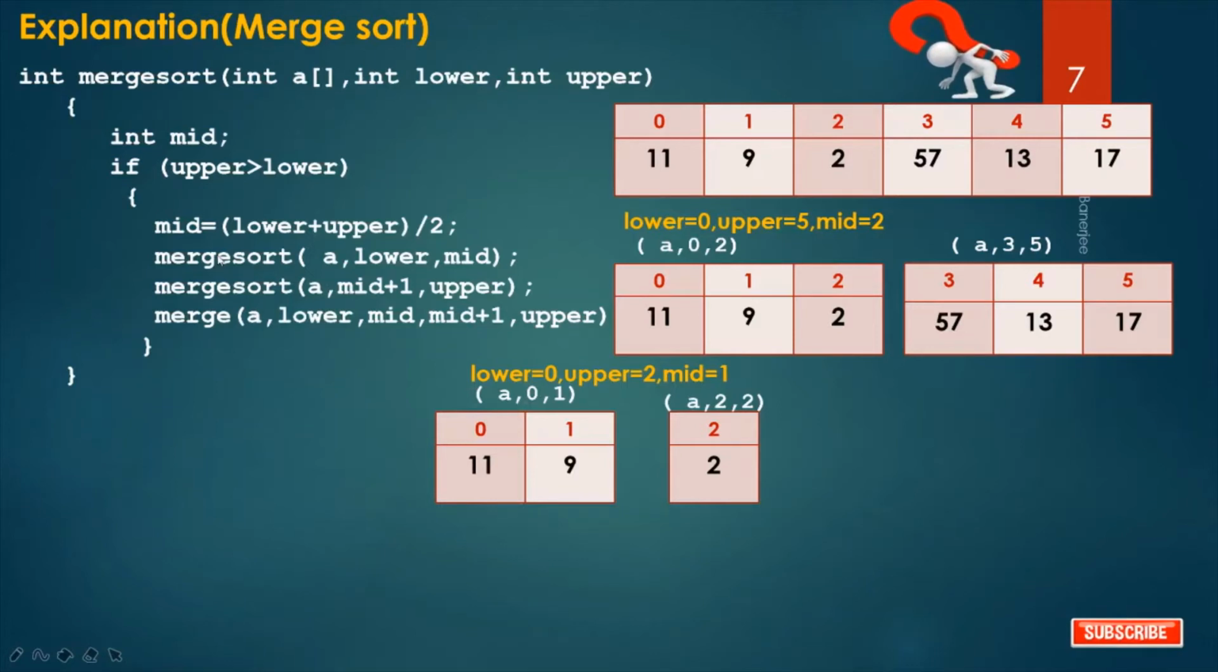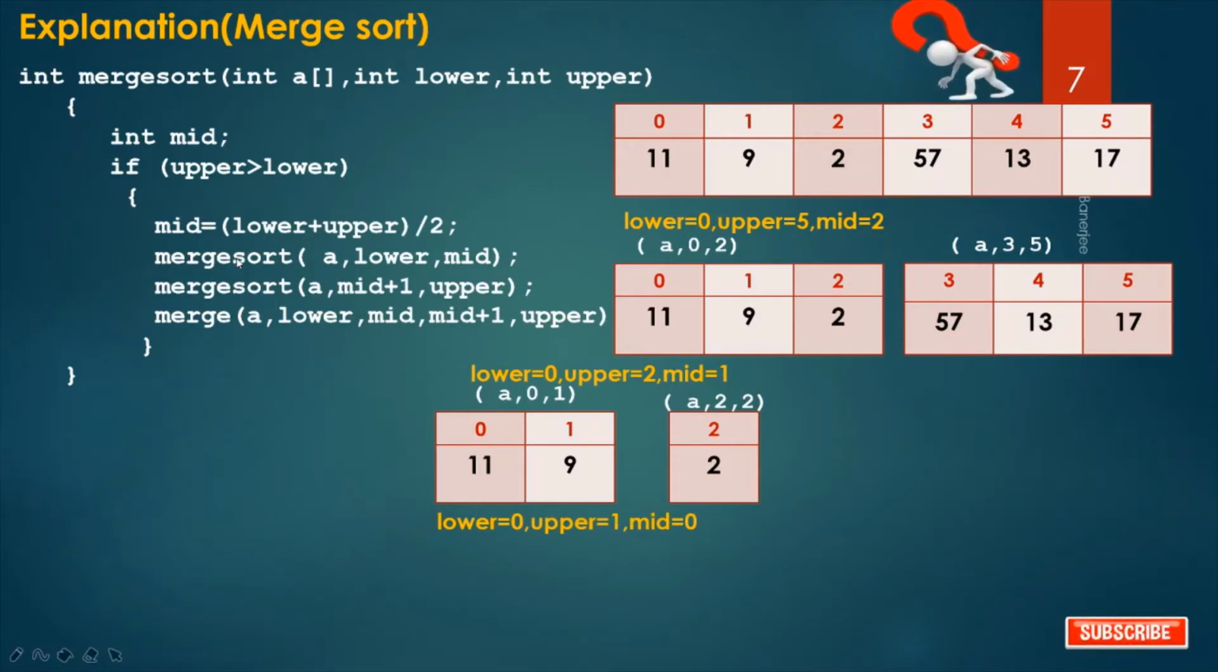For this line, merge sort A lower mid, lower is 0, upper is 1. For the first part again you have to call merge sort. Okay, is upper greater than lower? Yes, upper is 1, lower is 0. When upper is greater than lower, then you have to calculate mid. So what is mid? Lower is 0, upper is 1, mid is 0.